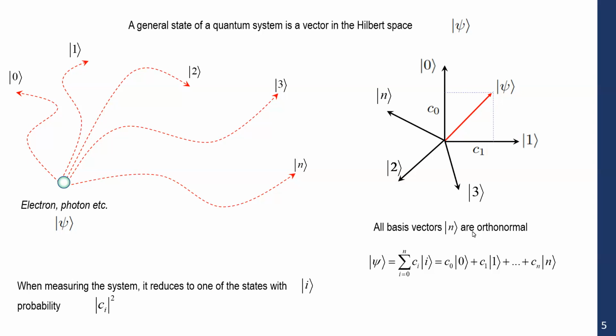And as I said, when we measure this quantum object, we do an experiment. As a result of this experiment, the wave function, the psi vector, collapses to one of the possible basis vectors, 0, 1, etc., with some probability, which is given by the absolute value squared of the corresponding projection of the vector on the corresponding basis vector.